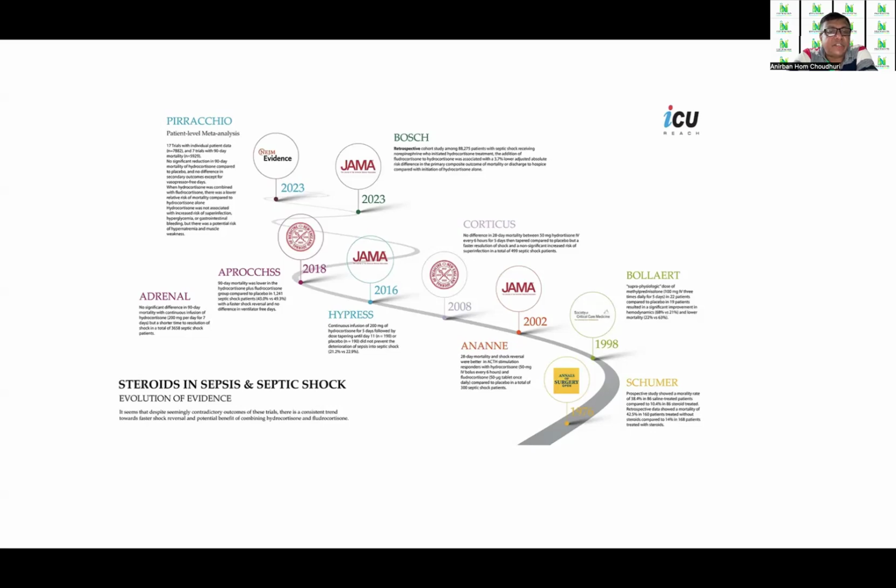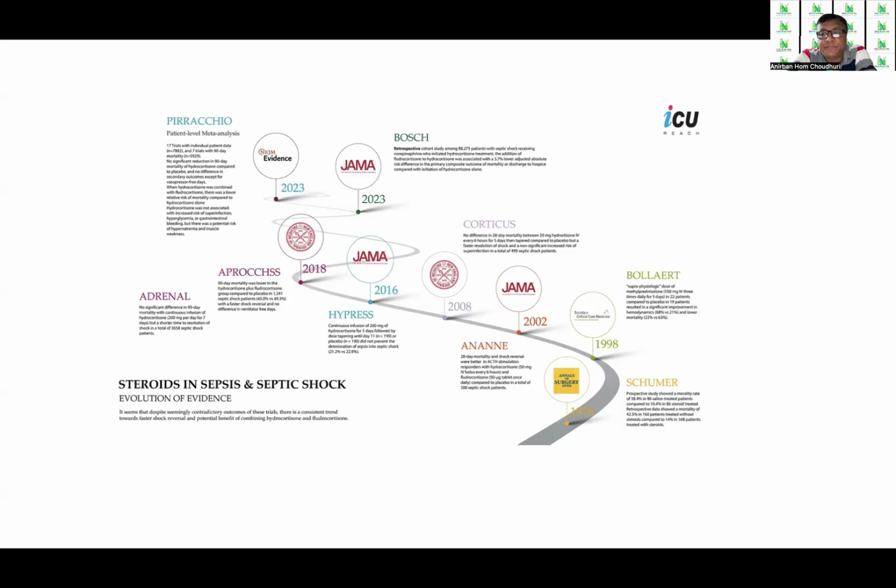In the APROCCHSS study, the 90-day mortality was lower in the hydrocortisone plus fludrocortisone group compared with placebo in around 1,241 septic shock patients. Not only that, they also had a faster shock reversal, although they did not have any difference in ventilator-free days. Even before that, in HYPRESS, continuous infusion of 200 milligrams of hydrocortisone for 5 days, followed by dose tapering until day 11, did not prevent the deterioration of sepsis into septic shock.